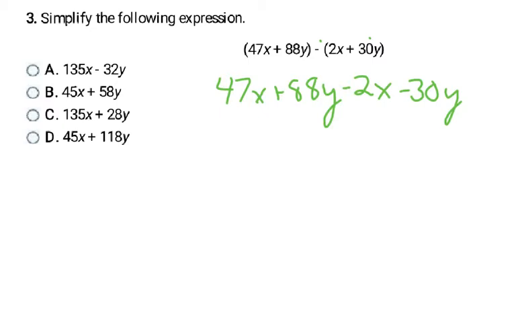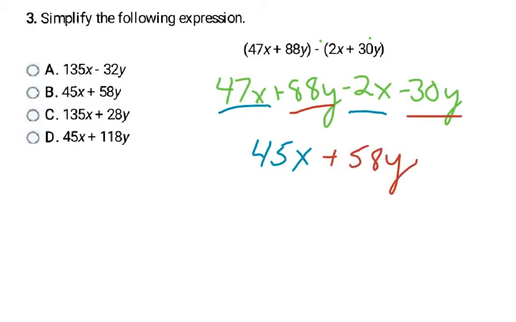And now I just go ahead and combine like terms. I have a 47x and a minus 2x to combine for 45x. And then I have an 88y and a minus 30y to combine, and that's going to leave me with 58y. And I can't combine any more like terms, so my final answer is B.